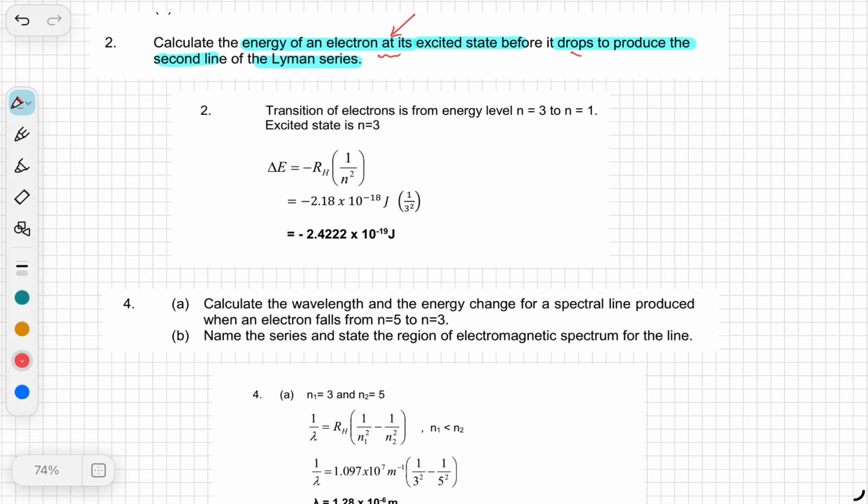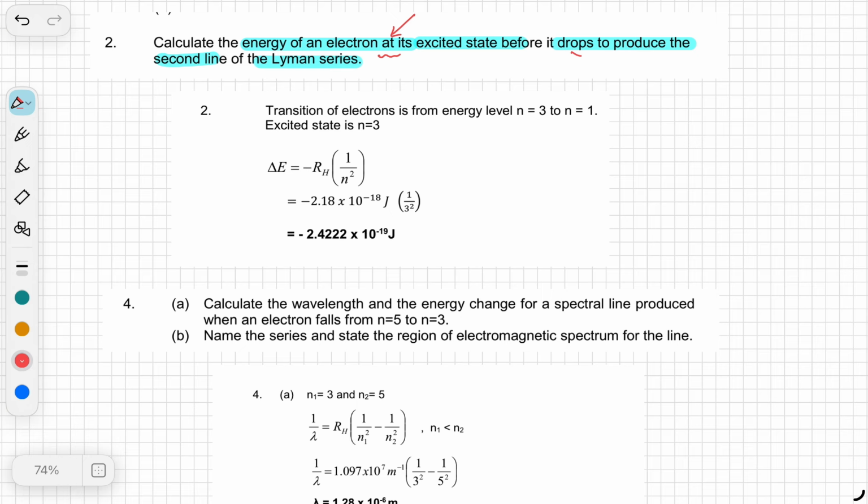And the next thing that I want to highlight in this question is, please be very, very careful on using the correct Rydberg constant. For calculating wavelength, you must use 1.097 times 10 to the power of 7 per meter.